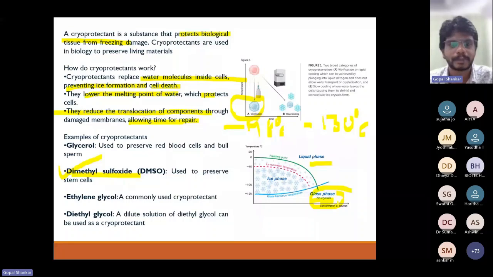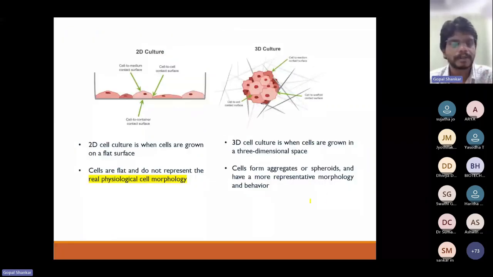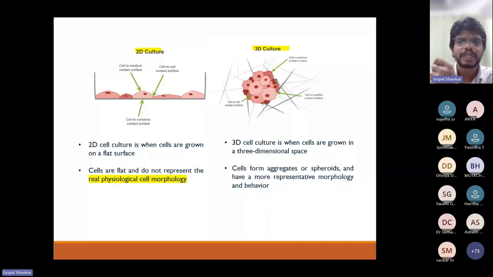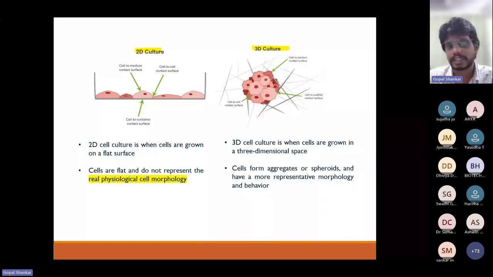So this is the role of cryoprotectant. So when we talk about cell culturing, two terms are very important. One is 2D cell culture and one is 3D cell culture. So what is 2D and 3D? 3D is basically that you have three dimensions. Basically, your eye can see in three dimensions because you see the length, the width, and the depth at the same point, three dimensions, three axes.